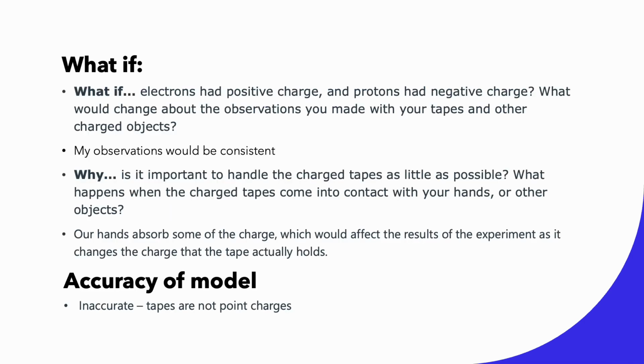If the electrons had a positive charge and protons had a negative charge, my observations would be the same. And then, why is it important to handle charged tapes as little as possible? Because our hands absorb some of the charge, which would affect the results of the experiment as it changes the amount of charge in the tapes. And we are trying to calculate the charges in the tapes.